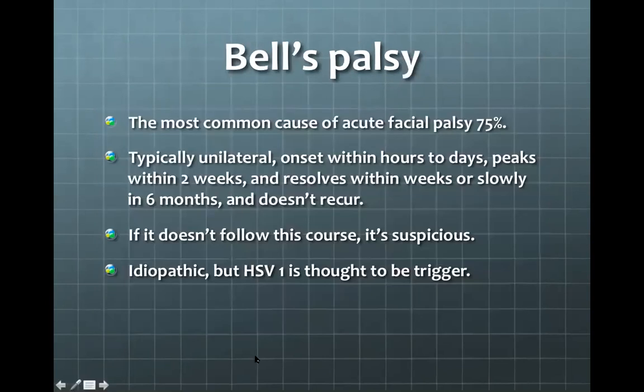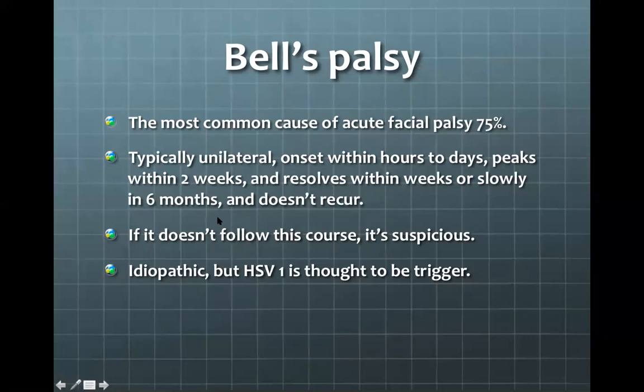So the most common cause of facial nerve palsy is Bell's palsy. It was reported to be about 75%. It's typically unilateral. The onset is within hours to days, peaks usually within 2 weeks, and resolves within weeks or slowly up to 6 months. This is the natural history of Bell's palsy. If it doesn't follow this course, you should suspect something else.